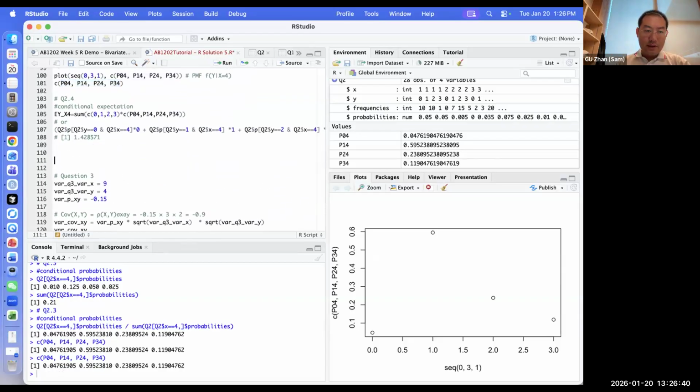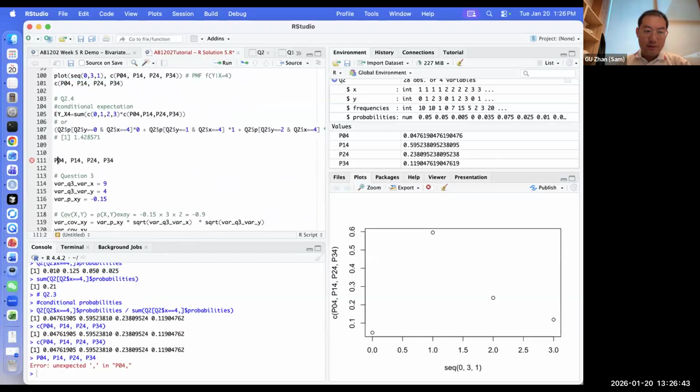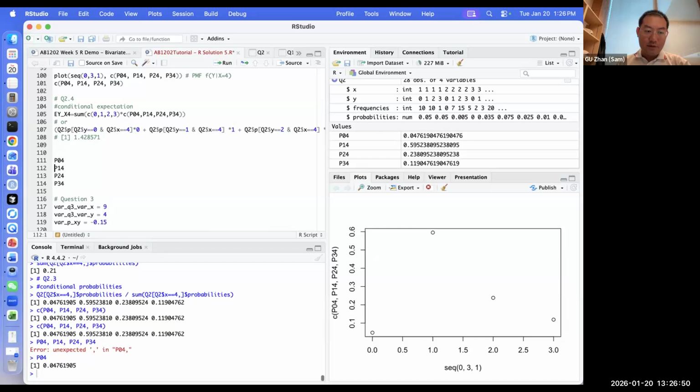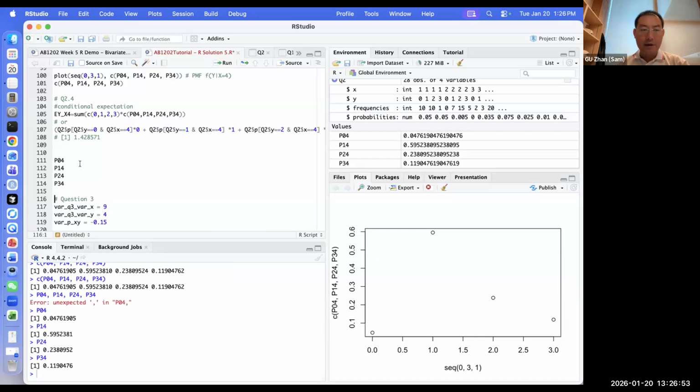For you to calculate easier, these are the four probabilities, right? This one is y equal to 0, then this one is y equal to 1, this one y equal to 2, this one y equal to 3. 1 times 0 is 0, then 1 times y equal to 2, y equal to 3. So these are the four values.